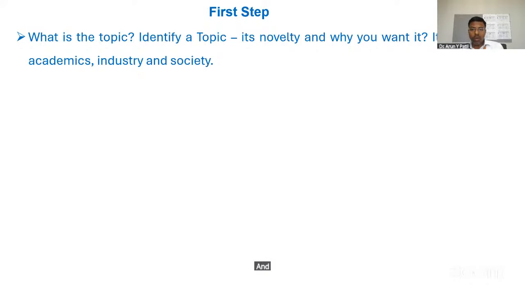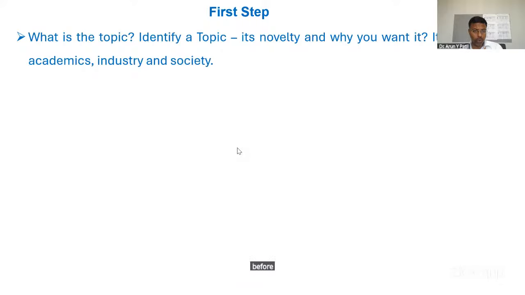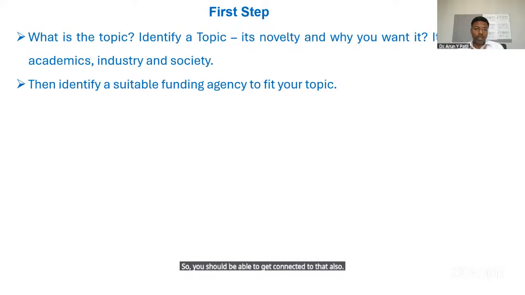And why do you want to work on this topic? It should serve either the end user as a society, or an industry, or an in-house or nearby academic platform itself. So these things are a must before you choose a topic. And remember, technologies are changing rapidly, so you should be able to get connected to that also.